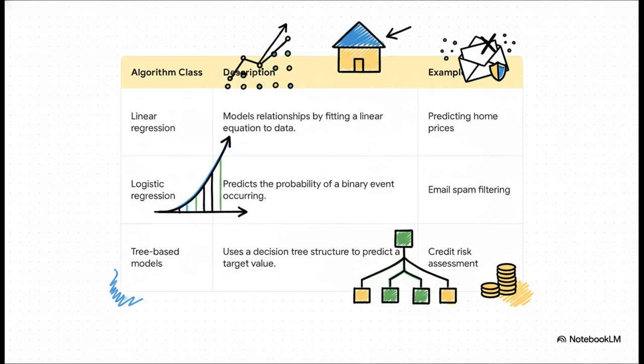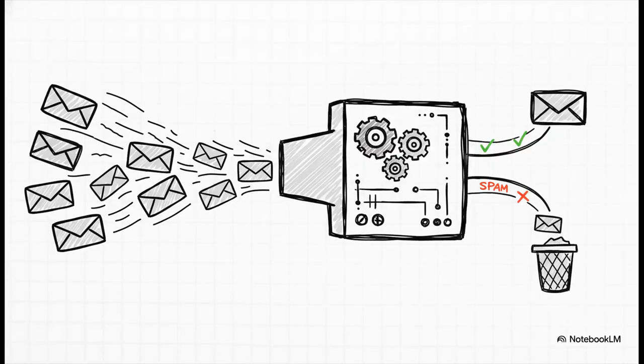So, you can see here how different tools get used for different jobs. Linear regression, that's your go-to when you're trying to predict a continuous number, like a home price. But when you need to sort things into buckets, is this a yes or a no, a this or that, we turn to things like logistic regression. Let's dig into that one. Think about your email inbox. That spam filter? It's a classic example of logistic regression in action.